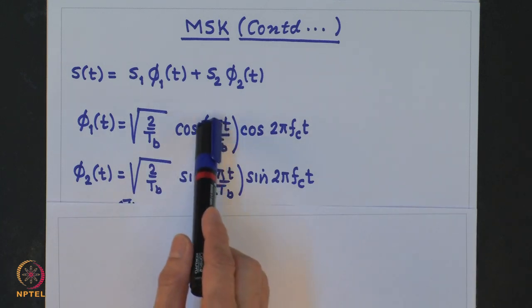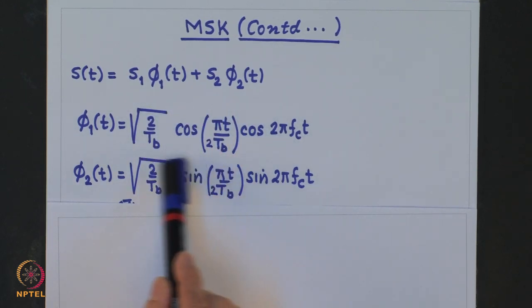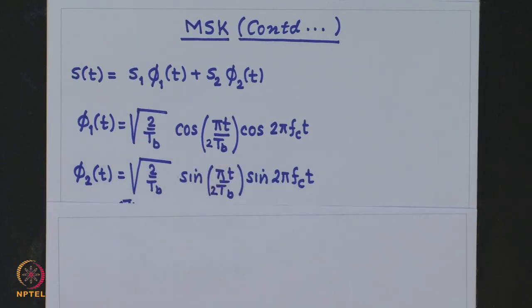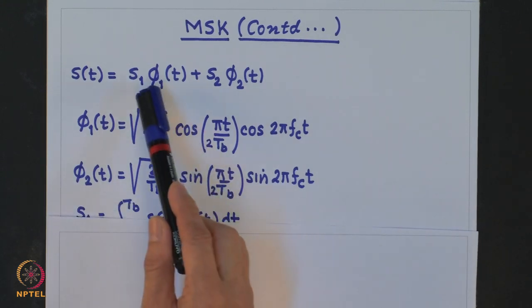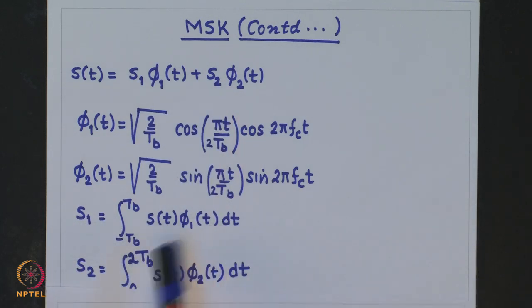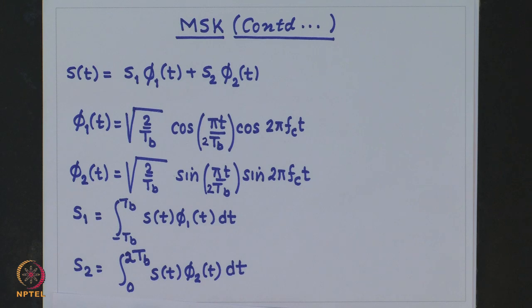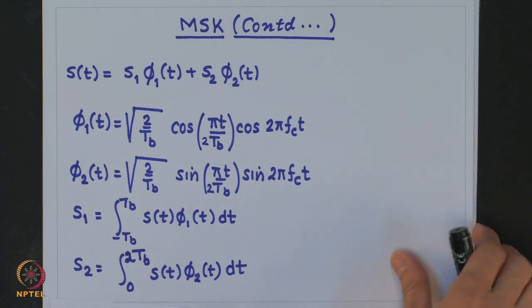Here the baseband is a half cosine wave and here the baseband is a half sine wave, and these S1 and S2 are obtained by taking the projection of S(t) on phi 1 and S(t) on phi 2 respectively. Please note that for the projection the interval duration is 2Tb, where Tb is the bit duration, and these two integrals are offset by interval Tb.